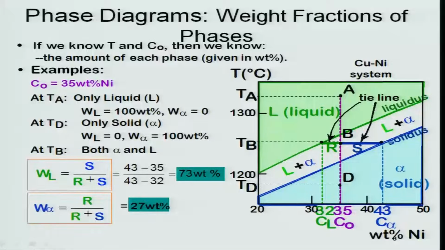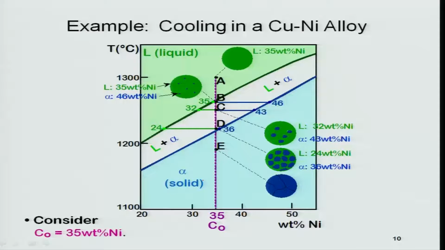That is given here. The volume fraction of the solid is given by R divided by R plus S. R divided by R plus S is 27%, and the volume fraction of the liquid is given by S divided by R plus S. It is equal to 73%. So these are the basic things you need to know when you want to discuss the solidification of alloys. So let me just go ahead.